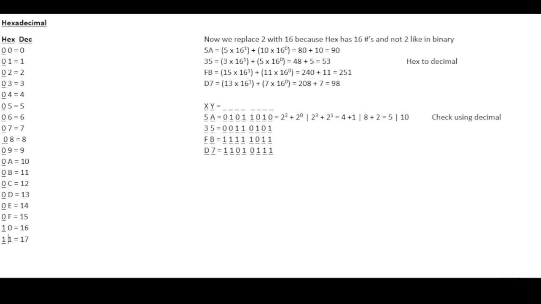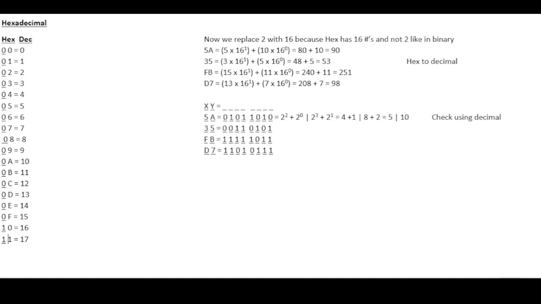Okay, what happens if we have FB? F represents the number 15 in the decimal number system. So 15 times 16 plus B, which is 11 in decimal. 11 times 16 to the power of 0, which is 1. 15 times 16 is 240, plus 11 times 1, which is 11. So 240 plus 11 is 251.